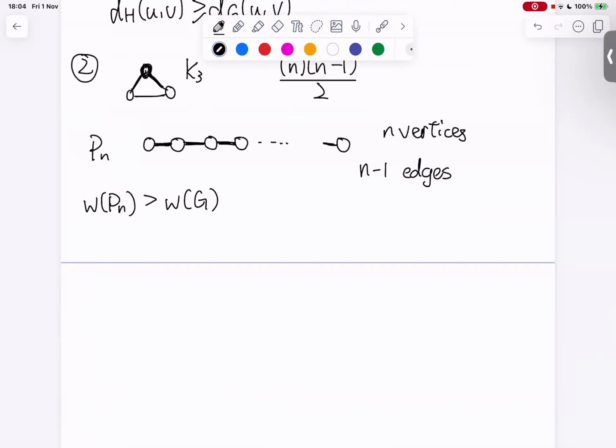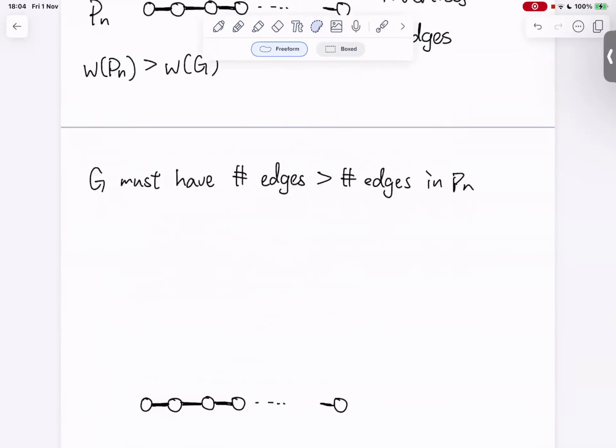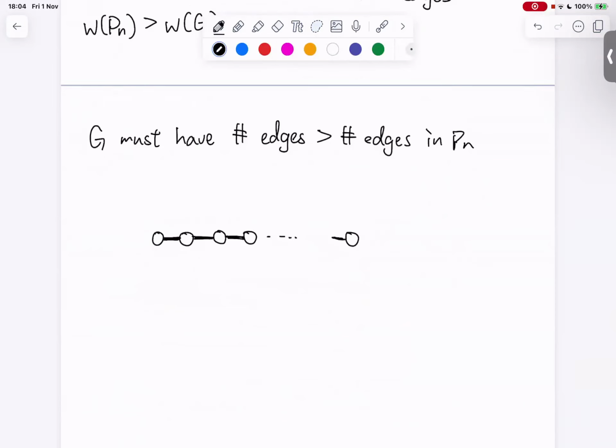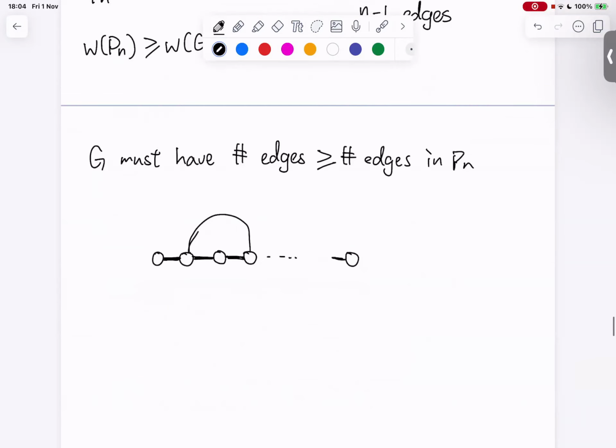And let's consider another graph G. G must have a larger number of edges than Pn. Suppose it has only one more edge than Pn, put arbitrarily between two vertices in Pn. Actually, it has to be larger than or equal to. So let me put this edge here. You can see that for these two vertices, originally their distance is 2, but now it becomes 1.